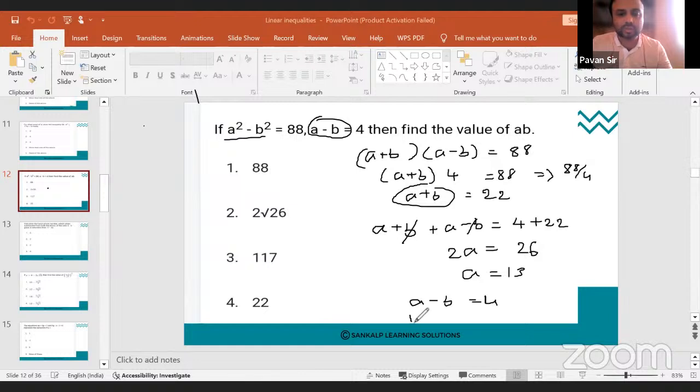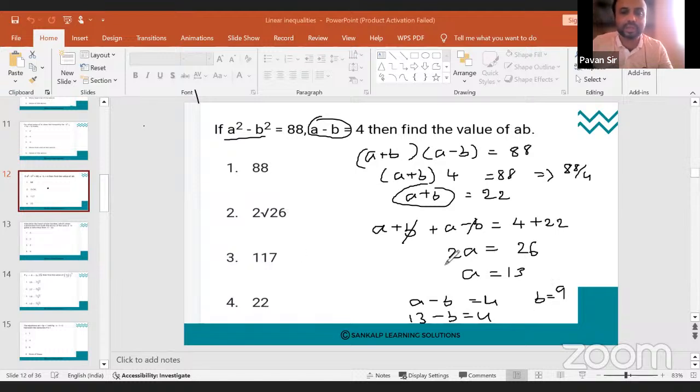So in that, you substitute A as 13. 13 minus B is 4. So what is the value of B now? B is how much? It is nothing but 13 minus 4. It is minus 13 plus 4. It is minus 9. So 9 is the answer.